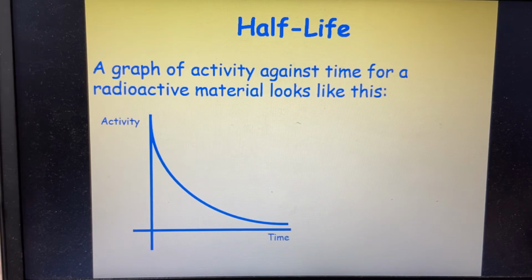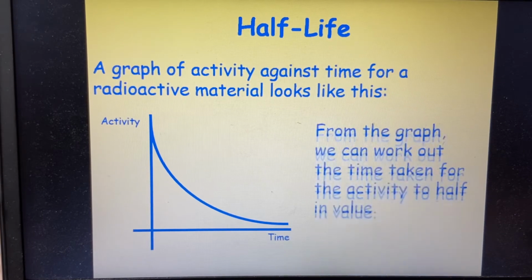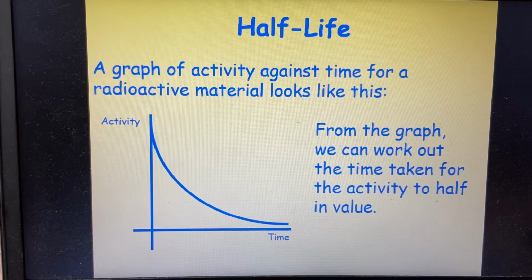Now what we notice, and again, we talked about that in the activity PowerPoint, the activity will always drop over time. It will get less as time goes on. Now, it's a completely random process, but what they can do is they can try and work out on average kind of thing what the time would come out as. Okay, from the graph we can work out the time taken for activity to half in value.